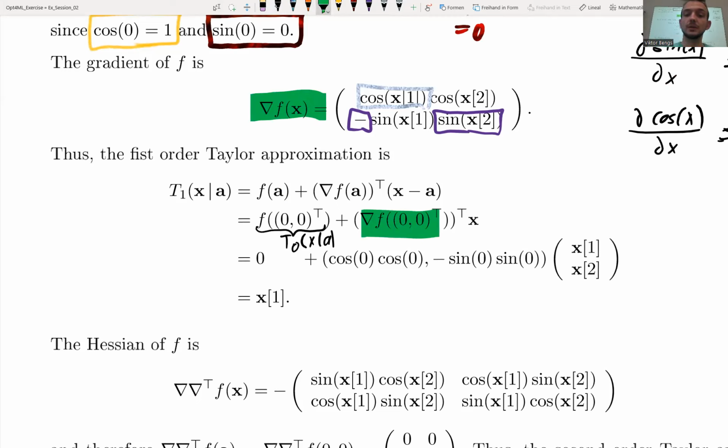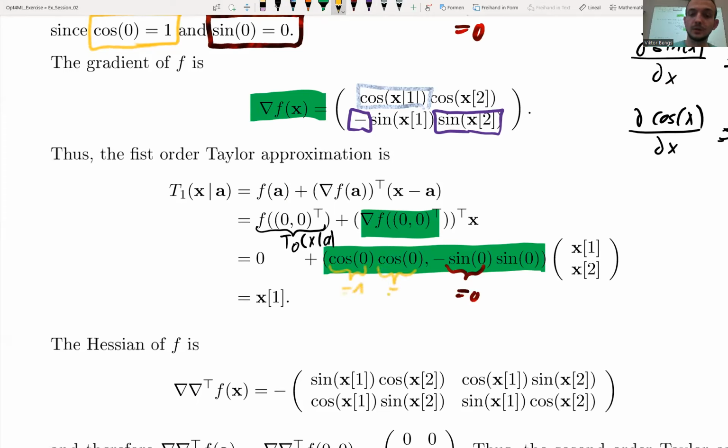Now, this is what we get here. And well, again, this here is a 0. This here is a 1. This here is a 1. And well, if we compute the inner product with an x, what remains is only the first component of the x. So you see the first order Taylor approximation for this function we have is essentially only looking at the first component of x.